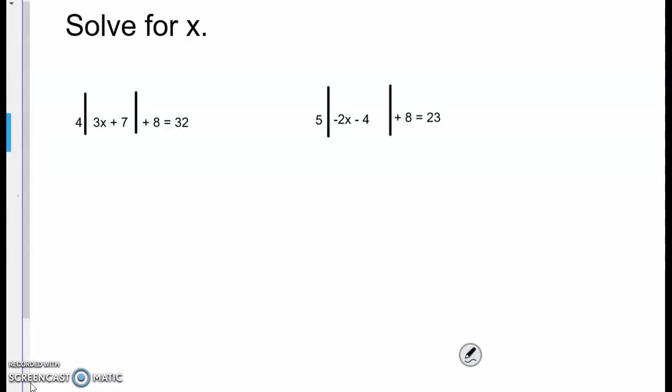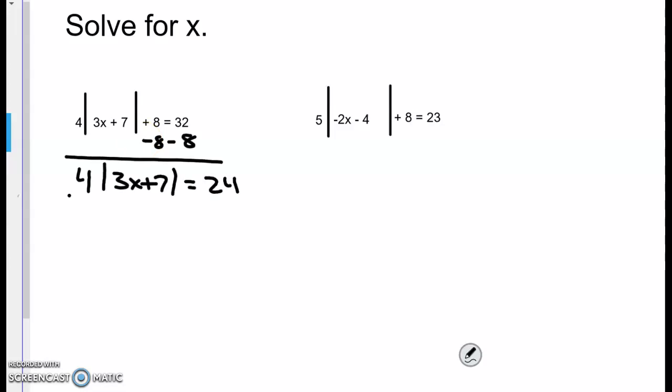Now, when we do absolute value signs with an equal sign, the key is we get the absolute value alone first. We subtract 8. For the absolute value of 3x plus 7 equals 24, we do not distribute through the absolute value. We divide both sides by 4, and we get the absolute value of 3x plus 7 equals 6.